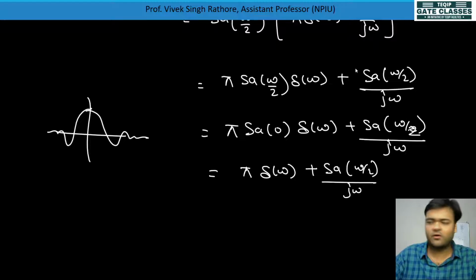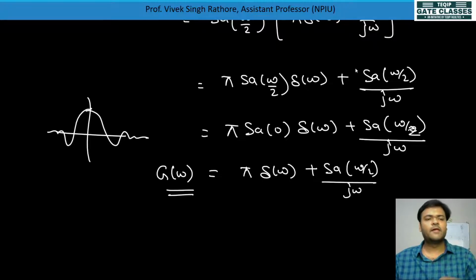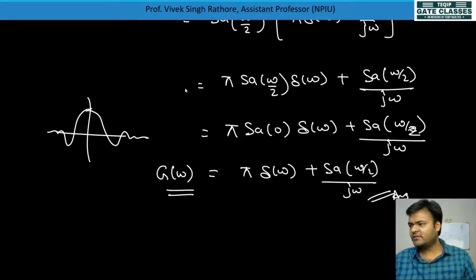So this is your Fourier transform of g(t). So this can be written as G of omega. So this is your answer to the question which you have been asked. So this is very easy for you to understand the process.